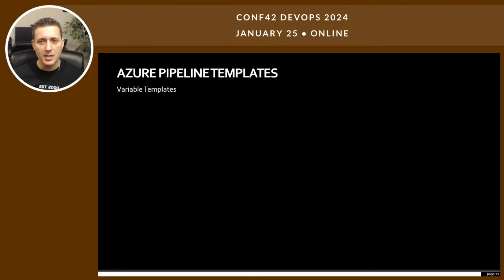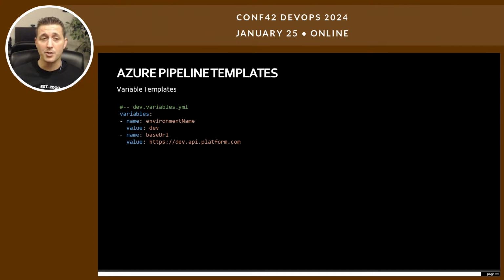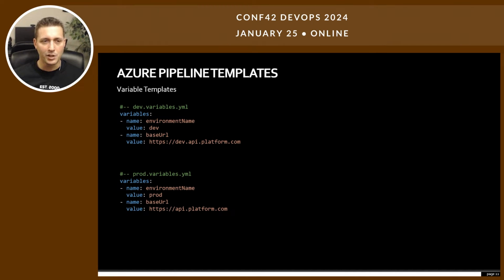When we talk about templates, we also have variable templates. Variable templates don't have parameters at the top. They're simply a file, and they only define variables. They look like this. Here's an example where I might have an environment name and a base URL, and this is my dev variables. I'm using the name dev.variables.yaml very explicitly here because I'm going to have a duplicate of that, and I'm going to call it prod.variables. And here I can have my base URL and my environment name.